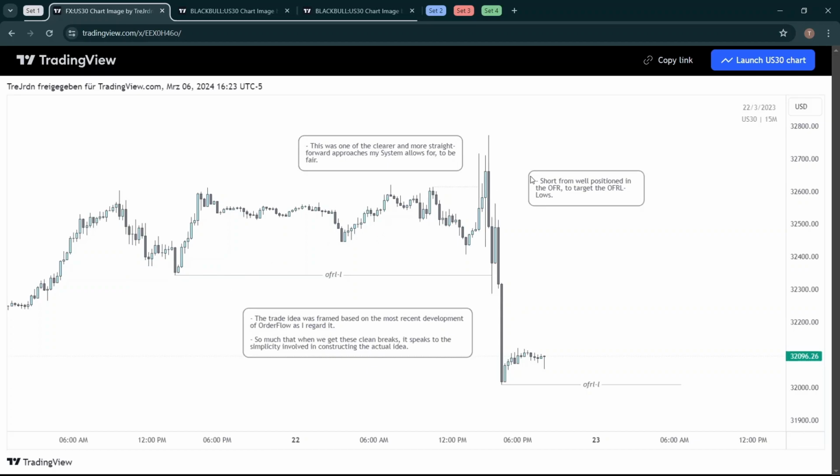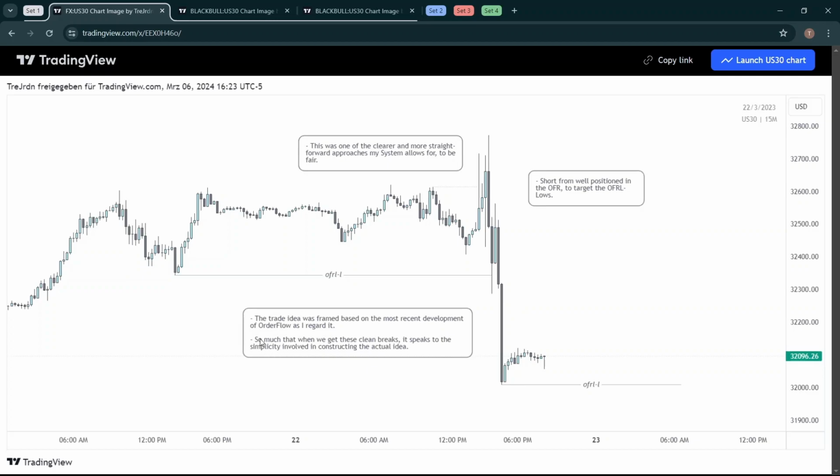So it's kind of putting in the idea this second box here, the shorts, targeting the order flow range liquidity low, and this is going deeper into the system. But to frame the idea, we could focus on this lower box. The trade was framed based on the most recent development of order flow. So once you see price play with this high in regards to sweeping it, and then proceed to actually clear the order flow range liquidity low, it speaks to me that, you know what, we are likely to head bearish, based on how order flow has switched and how order flow is printing, if that makes sense.